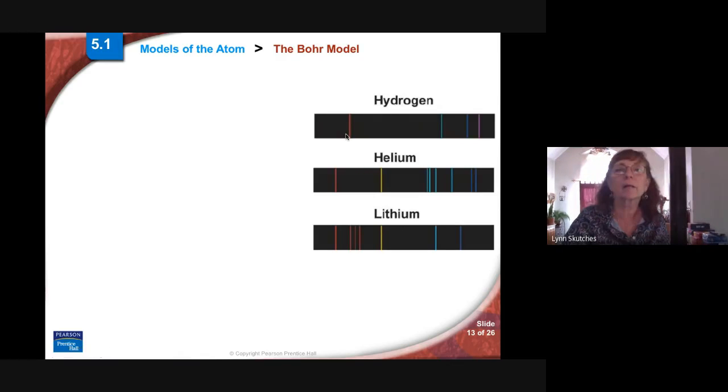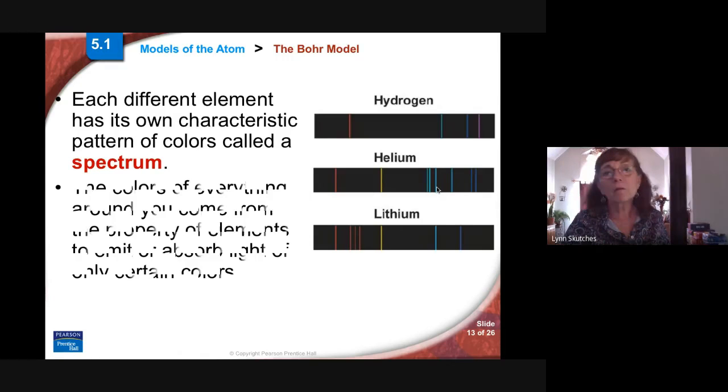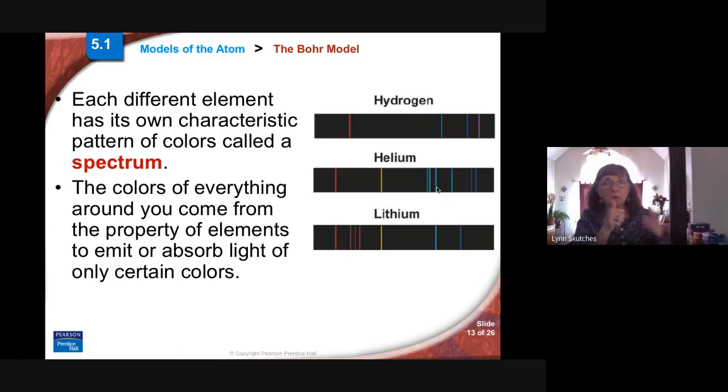What the heck? Even colorless, odorless, invisible gases had these distinct line patterns. And those distinct line patterns are called spectral lines. The spectrum of each element is unique. Just like your fingerprints are unique, each element's spectra is unique to that element. And we can use spectroscopy to identify what's in stars.